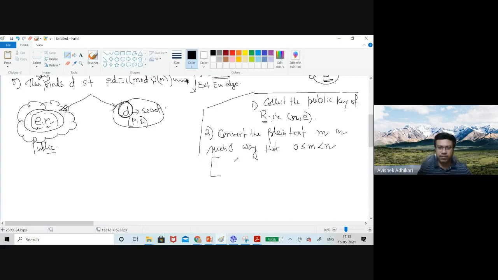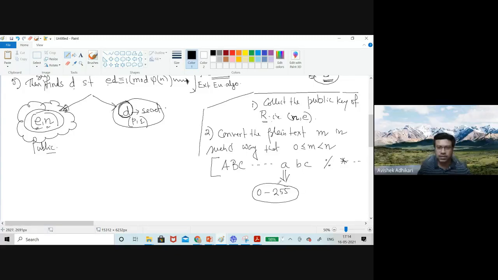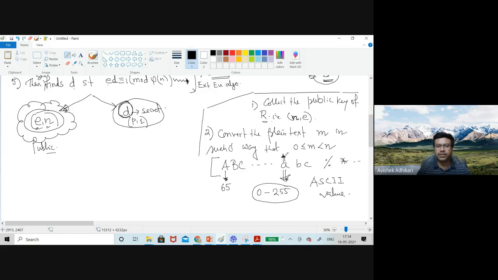For example, one very simple way: we know that all the characters have some ASCII value, say A, B, C. There are also some special symbols like star. All of them have an ASCII value. It's nothing but a one-to-one correspondence between these characters and values between 0 and 255. That means altogether 256 characters can be encoded using ASCII. Can you tell me the ASCII value of capital A? 65. And of small a? 97. Very good.